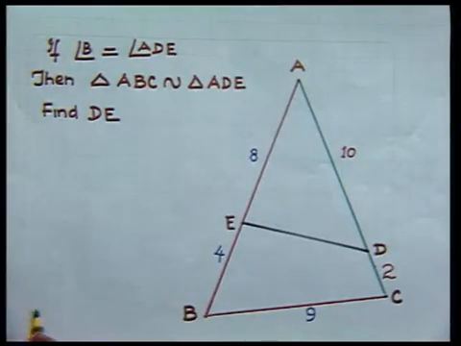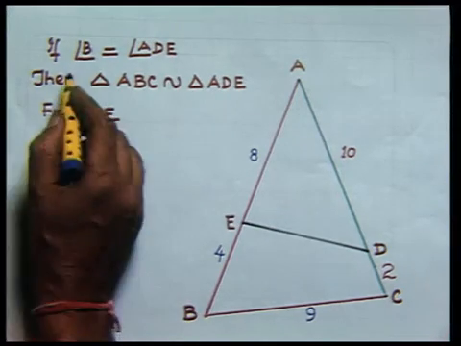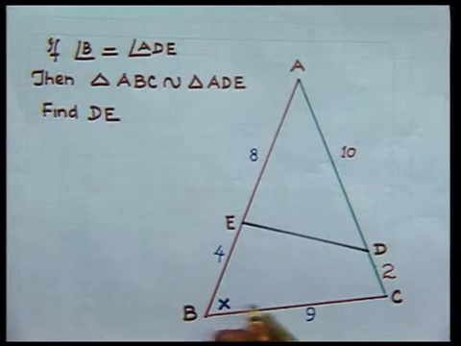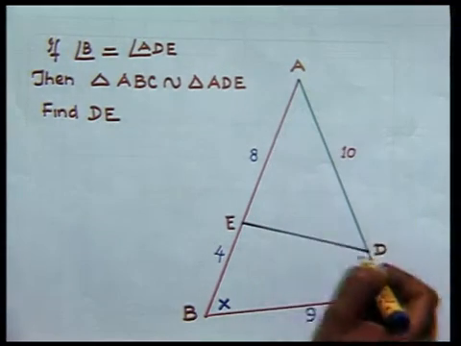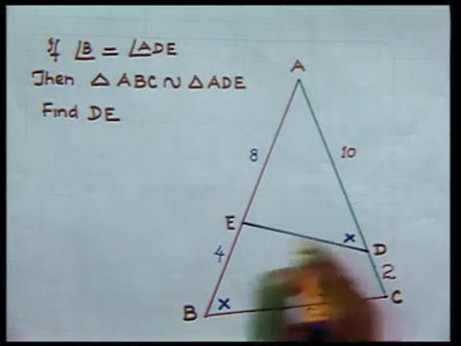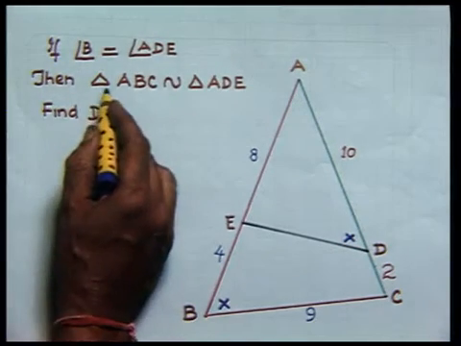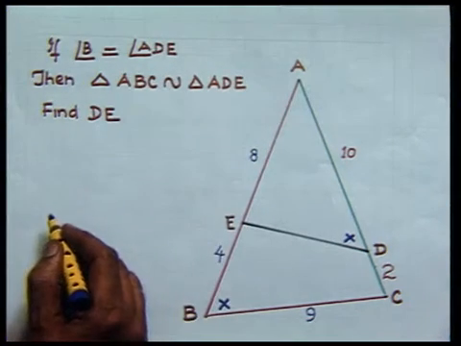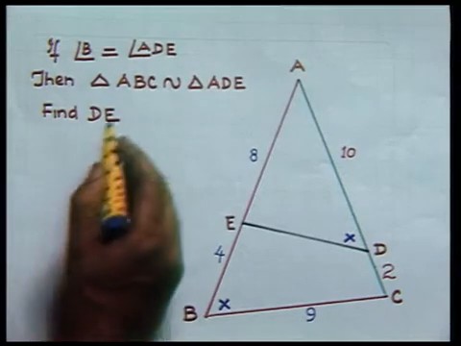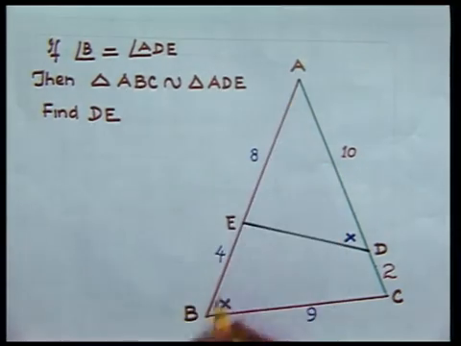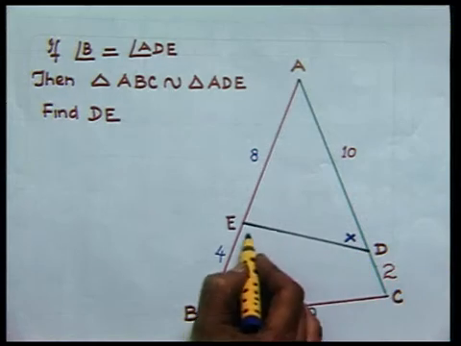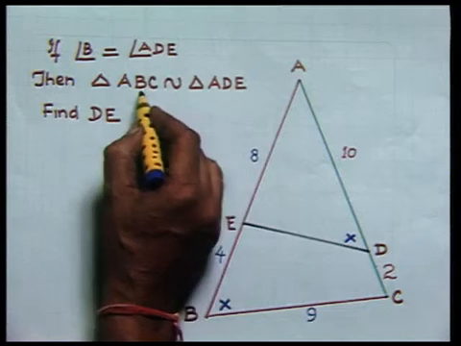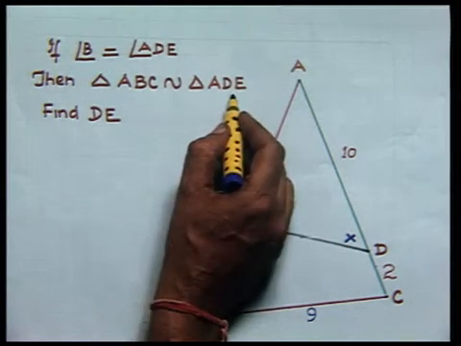In this figure, it is given to me that angle B is equal to angle ADE. Here is angle B. This is given to me equal to angle ADE, and I have to prove that triangle ABC is similar to triangle ADE. Since I am considering the similarity of triangle ABC and ADE, I will have to consider the correspondence of point A with A, B with D and C with E.